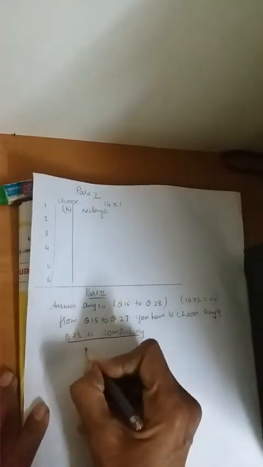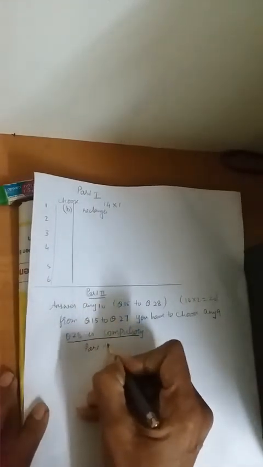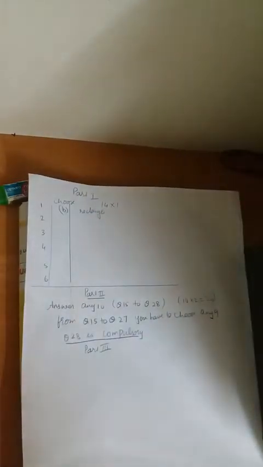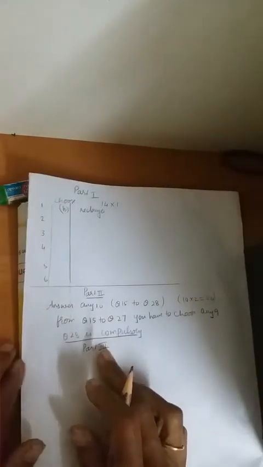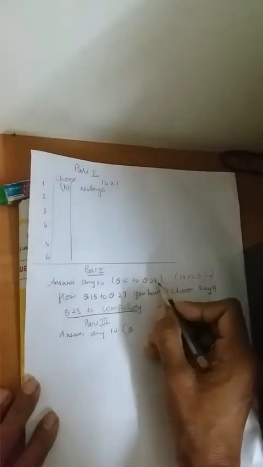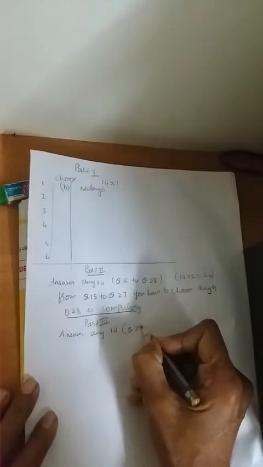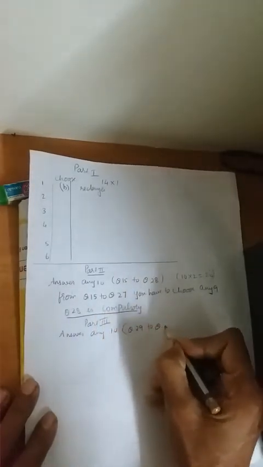Now the next thing you have is part 3. In part 3 you have 5 marks questions. Answer any 10. Here 28 questions are over, so next you will start with 29, question number 29 to question number 42.